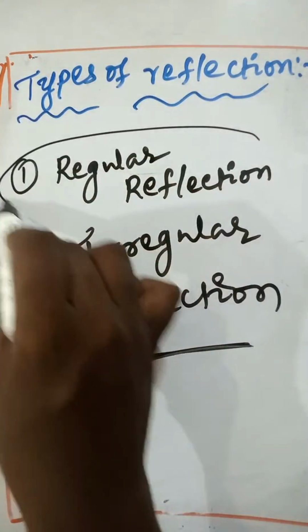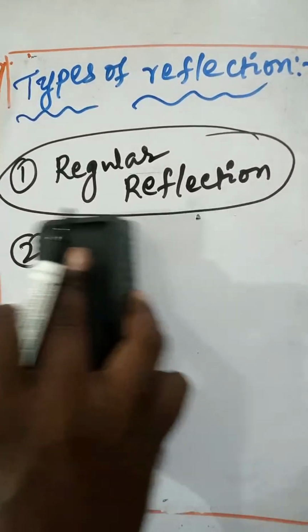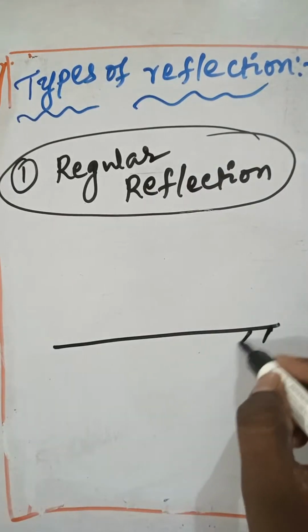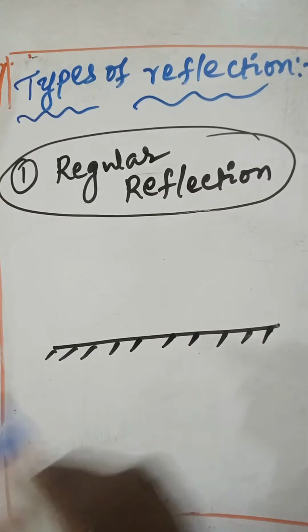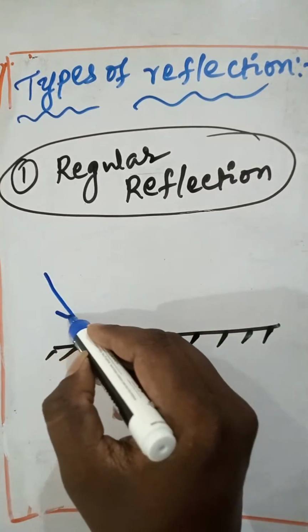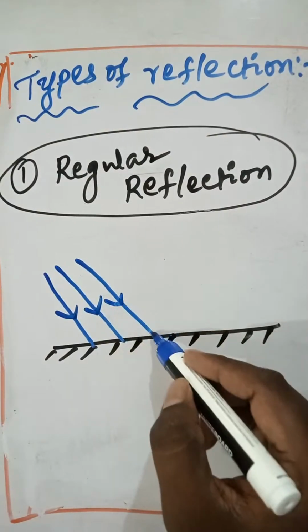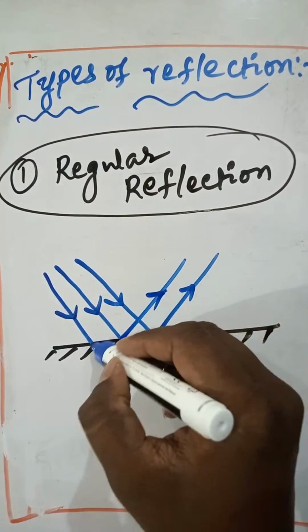So what about regular reflection? Regular reflection is nothing but, so I'm taking the plane mirror like this. So here you can see the reflected beam is parallel.